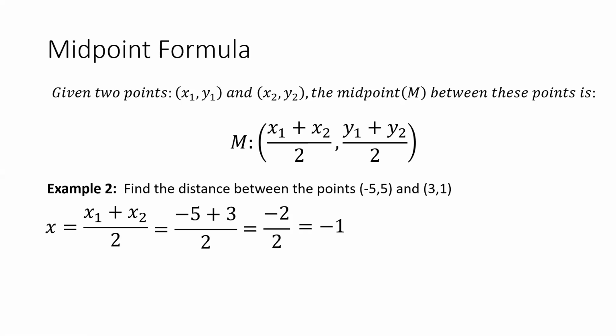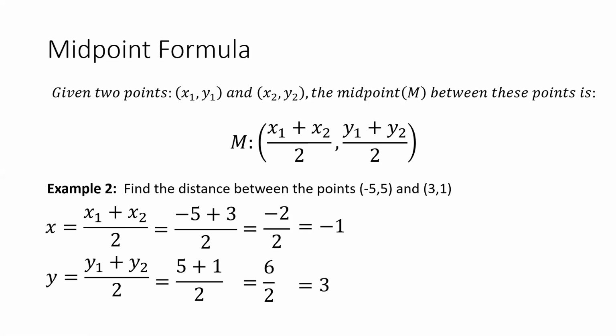I get -1. For the y point, I'm going to add the 2 y's together. 5 plus 1 gets me 6. Divided by 2 gets me 3. Now, that is what x is on my midpoint. That is what y is on my midpoint, but that is not my answer. My answer needs to be a point. So I have to do that last step of writing it as an ordered pair. -1, 3 is my final answer.